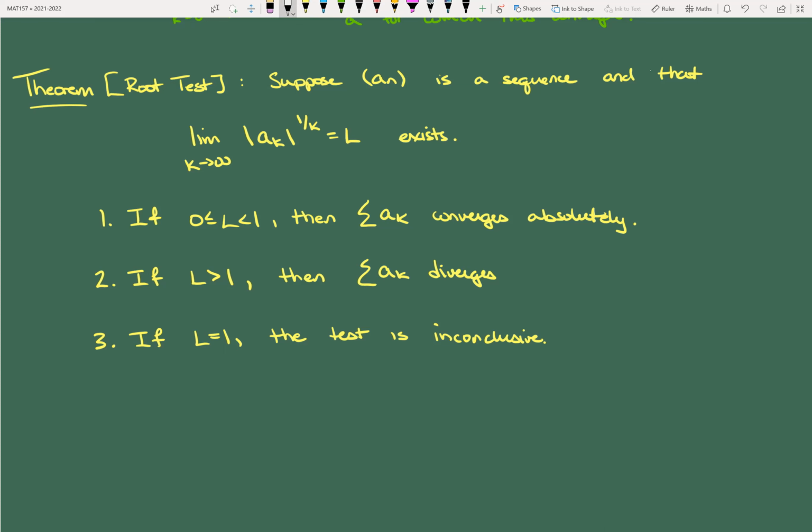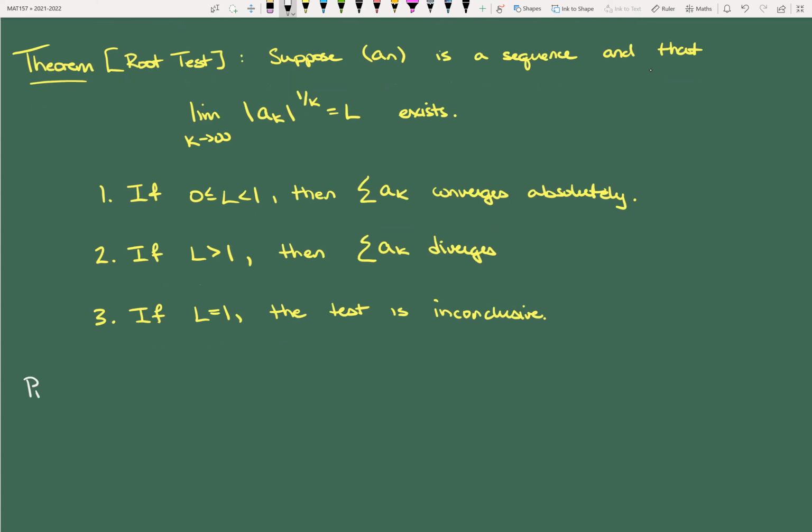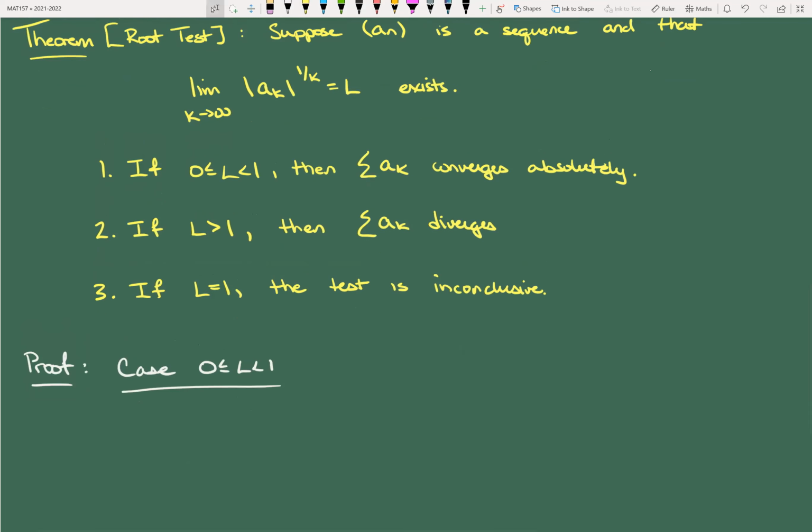Okay, so let's do this case. 0 is less than or equal to L is less than 1. So again, we know that the limit converges to something less than 1. So let's choose a little l, which is between capital L and 1. So choose some l in R such that this holds, and a natural number. So you can see so far exactly the same.